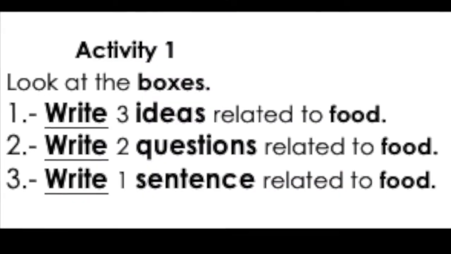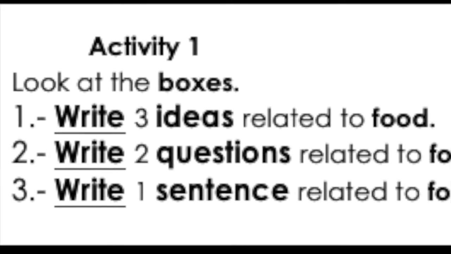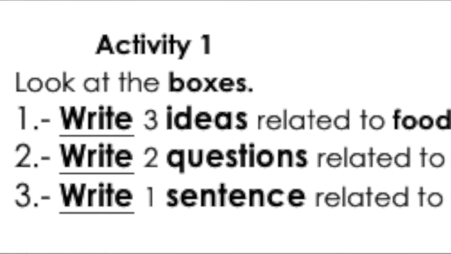Now, before we start with the class, we're going to do the first activity. In this table, you are going to write 3 ideas that you have about food. Ideas can be anything related to food. 2 questions that you have about food, and you're going to make only 1 sentence about food. You have to include the word.